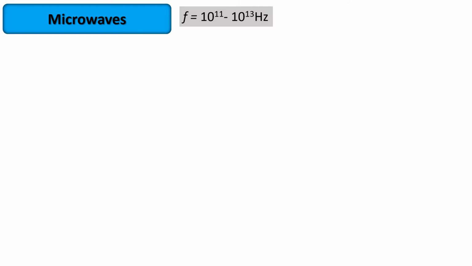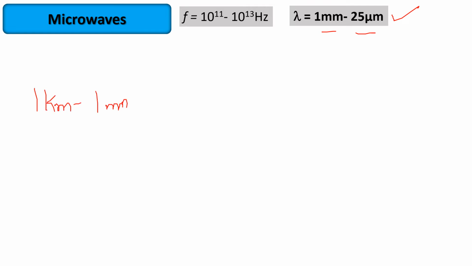Next is the microwaves. Microwaves, the frequency is 10 to the power 11 hertz to 10 to the power 13 hertz, whereas wavelength is 1 millimeter to 25 microns. Now this wavelength is very small as compared to the wavelength of the radio waves. Radio waves is 1 kilometer to 1 millimeter, whereas this is 1 millimeter to 25 microns. Hence the name microwave. So compared to radio waves, the wavelength is small, hence these are called microwaves.